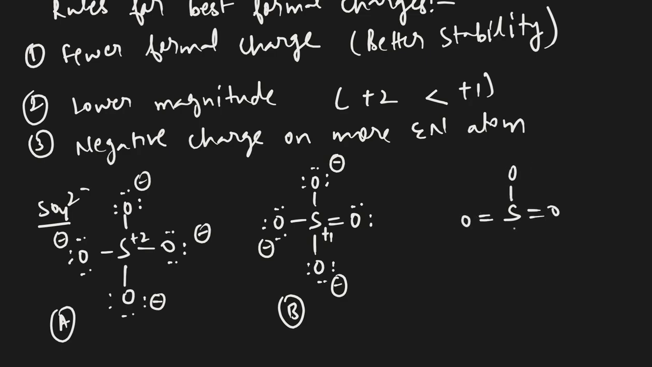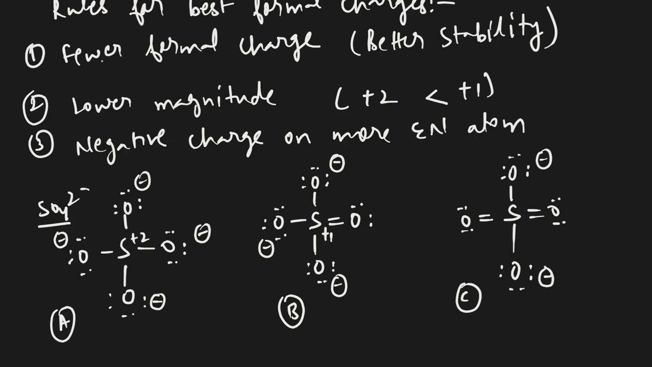single bonds with the rest of the 2 oxygens. Here we have 0 charge on the double-bonded oxygens, and 1 2 3 4 5 6 minus on the other two. Here this sulfur doesn't have any charge. Okay, this is called C. So if I compare A, B, C, you have to tell me on the basis of these rules which one is more stable as compared to the others.